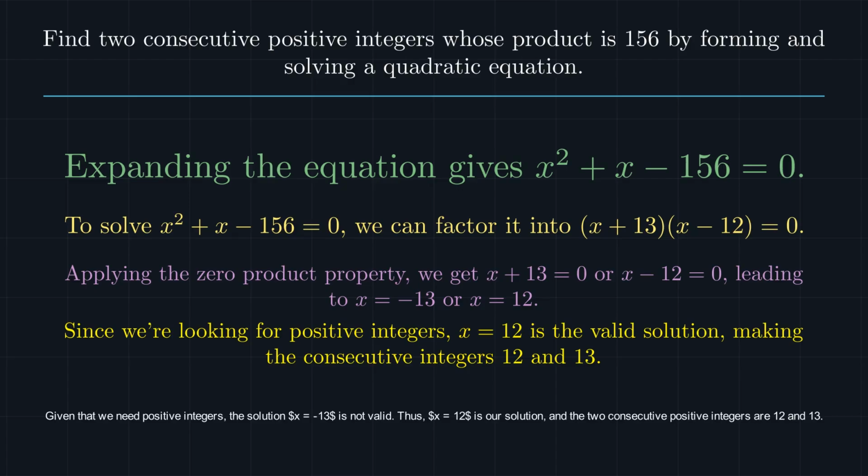Given that we need positive integers, the solution x equals minus 13 is not valid. Thus, x equals 12 is our solution, and the two consecutive positive integers are 12 and 13.